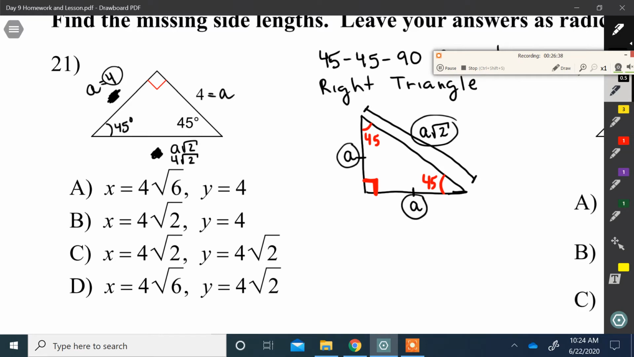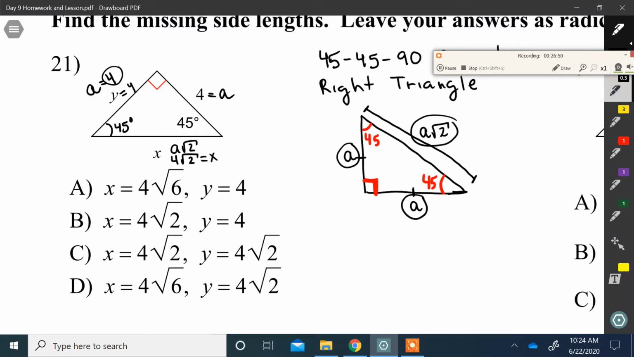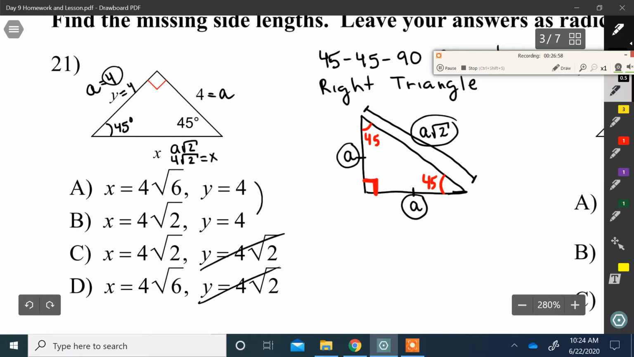So let me go back here. Then Y right here will be 4, and this will be what we call my X. Okay, so Y is 4. So it can't be any of those, either between this one and this one, so it has to be B.